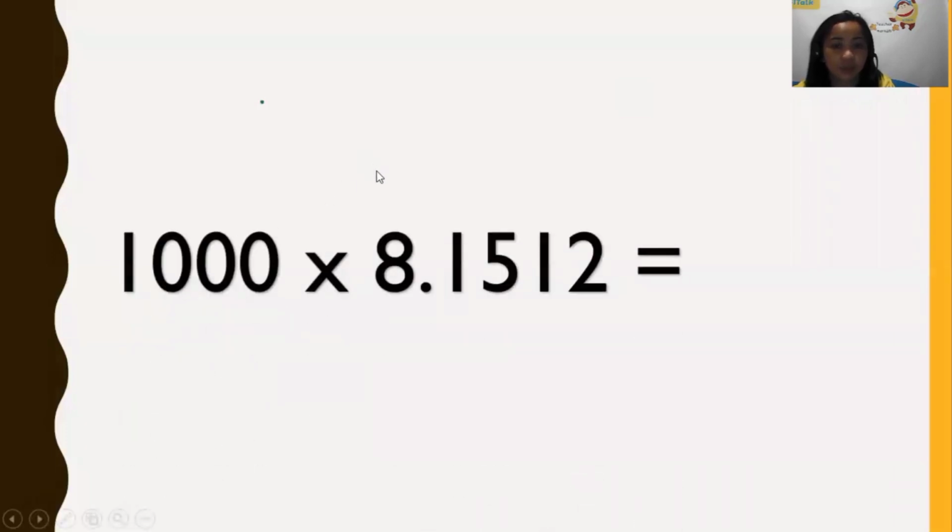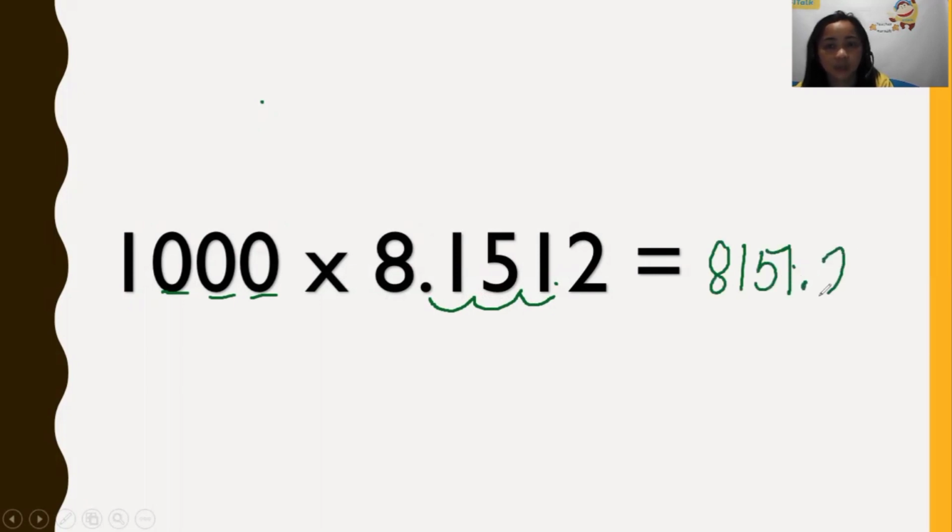Then we have 1,000 times 8 and 1,512 ten thousandths. 1, 2, 3. 3 decimal places to the right. 1, 2, 3. Dapat nandun na. We have 8,151 and 2 tenths, na-move lang from here to here.